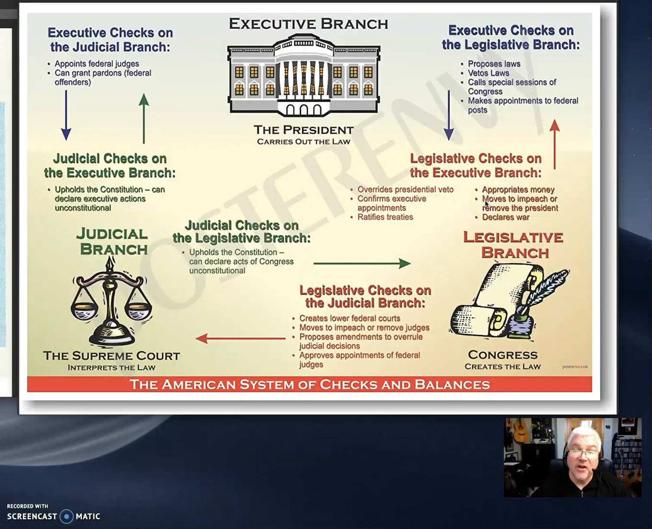Legislative can also move to impeach or remove the president. And something we'll talk about more, the legislative branch declares war. While our president conducts the war, the legislative branch is supposed to declare war. So that's kind of the same information, just a different picture. And now I'm over 7 minutes, and I probably talked real fast as I always do, but I hope you have a better understanding of checks and balances.